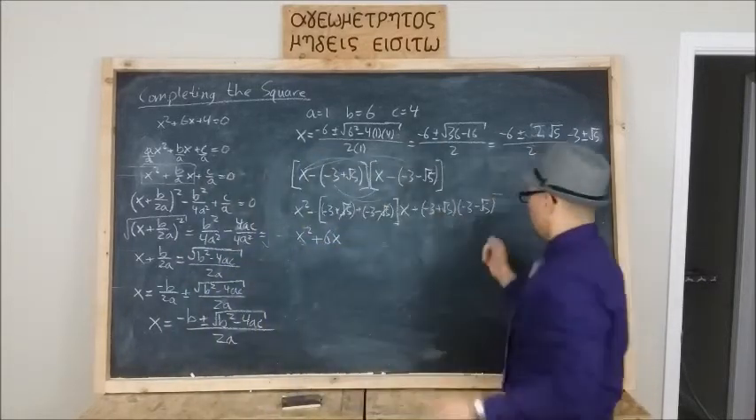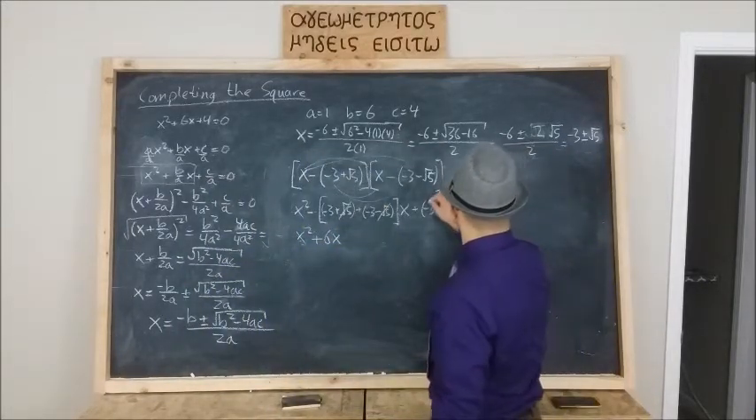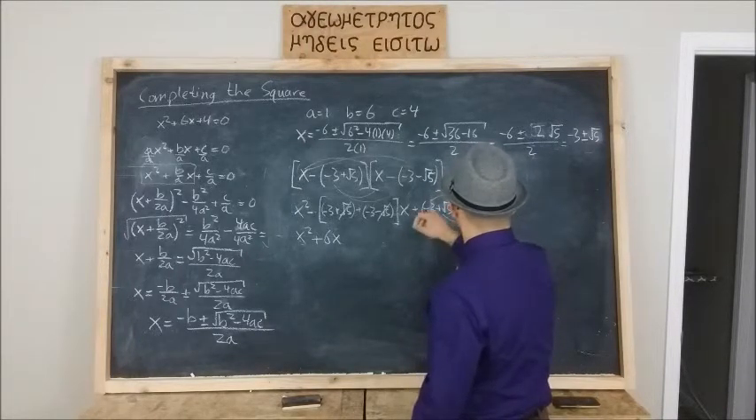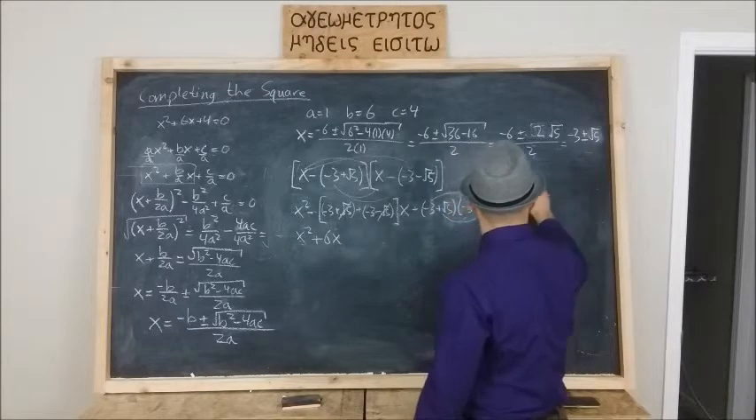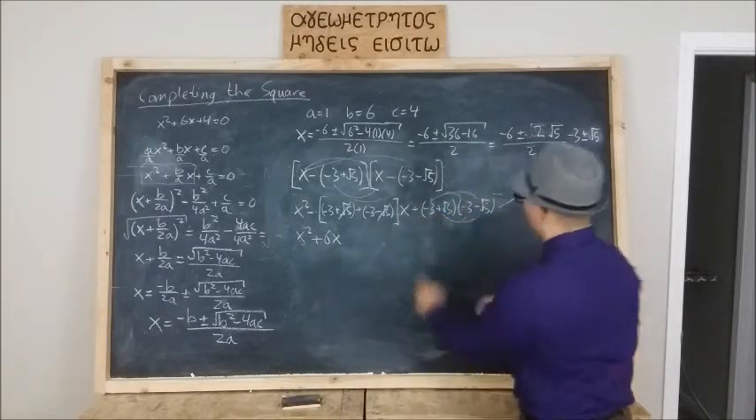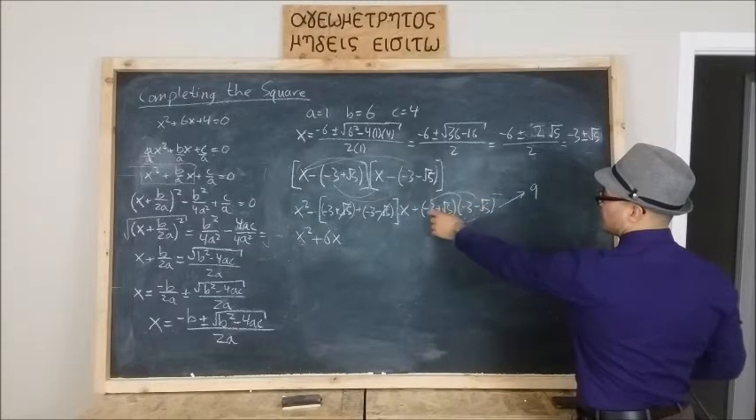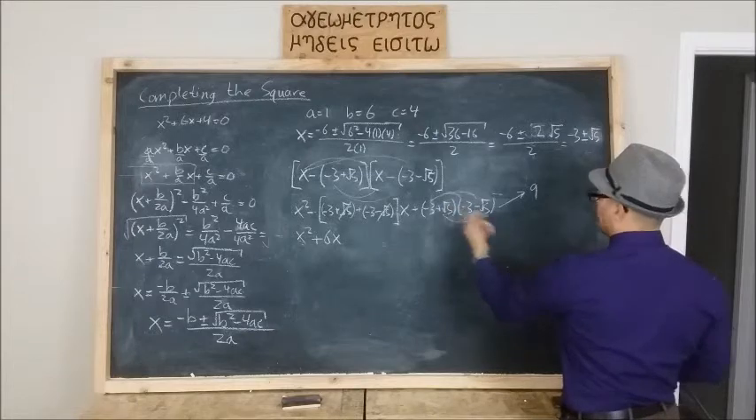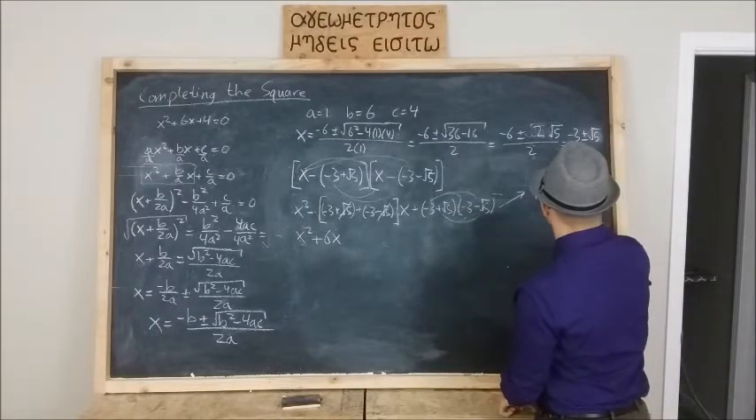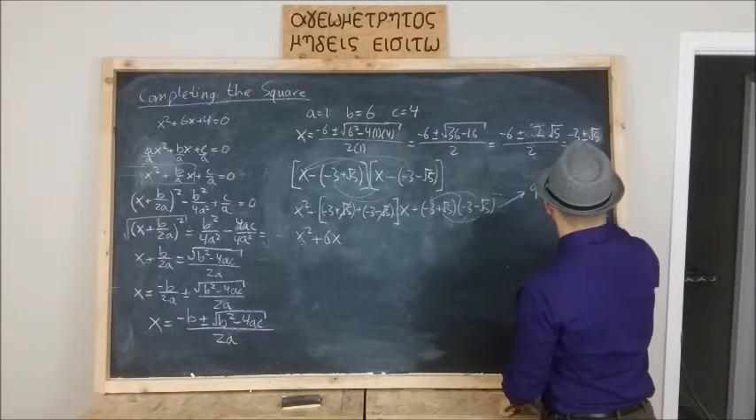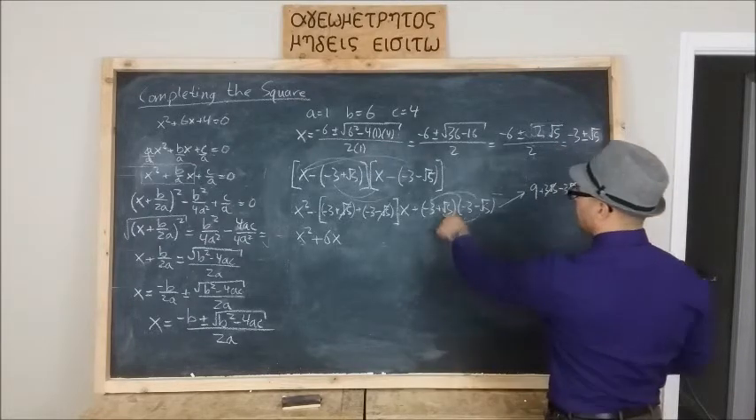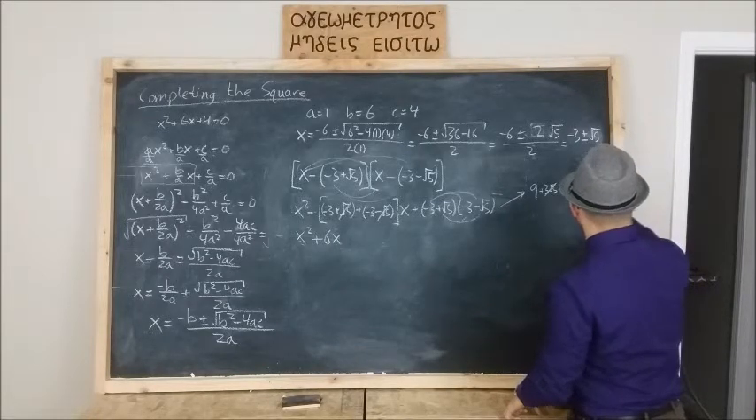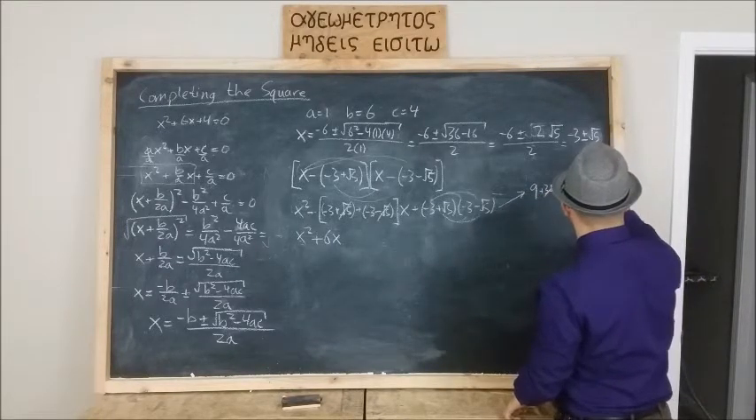But now we have to FOIL out this term. So what is that? Negative 3 times negative 3. That's going to be 9. Okay, I'm going to have a negative, and a negative is a positive. Positive and negative is a negative. So 9 plus 3 root 5 minus 3 root 5. These are going to cancel. And then root 5 times root 5 is simply 5. 9 minus 5 is 4.